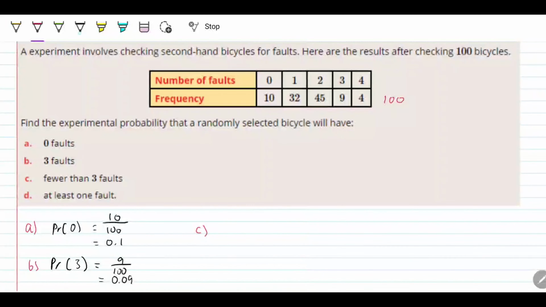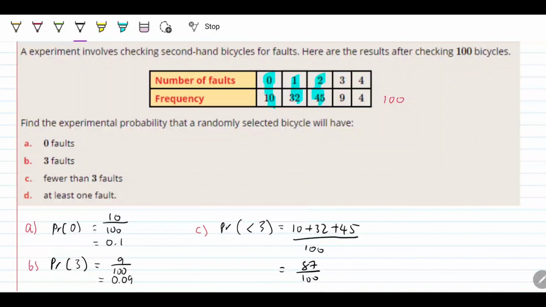In C, you're looking at fewer than 3 faults. Fewer than 3 will include 2, 1, and 0. So the probability that it is less than 3 is going to equal 10 plus 32 plus 45 divided by 100. That's the same as 87 over 100, which is going to be equivalent to 0.87.